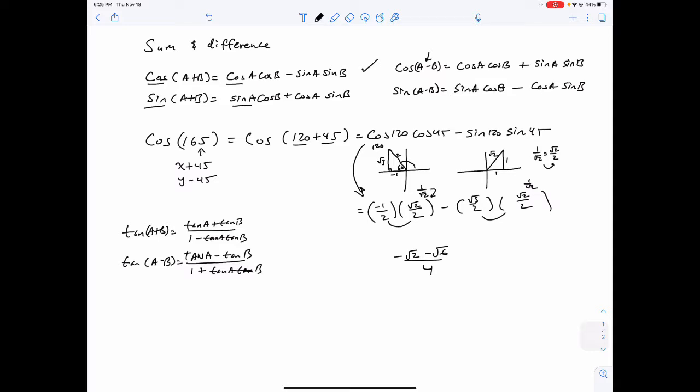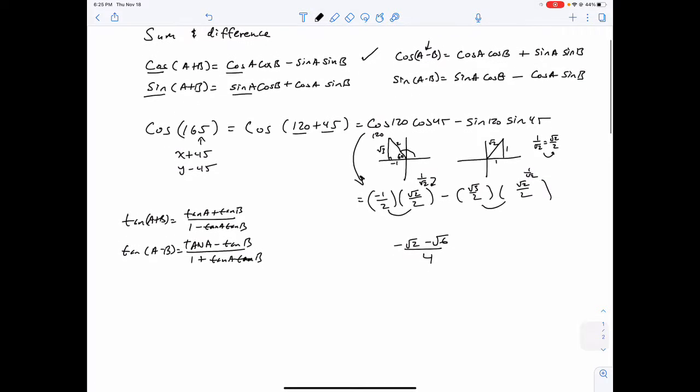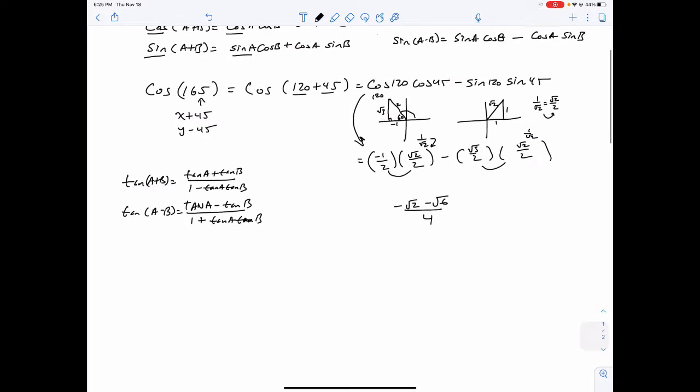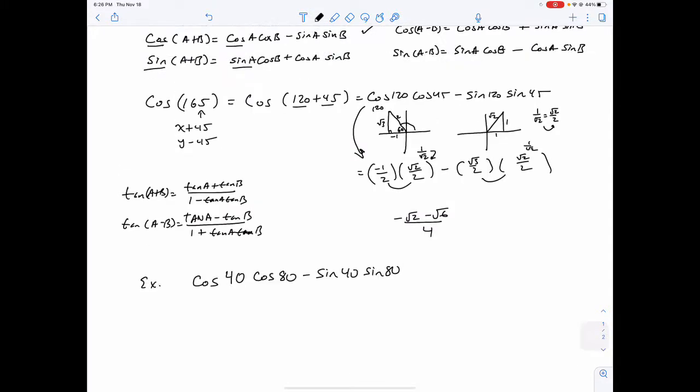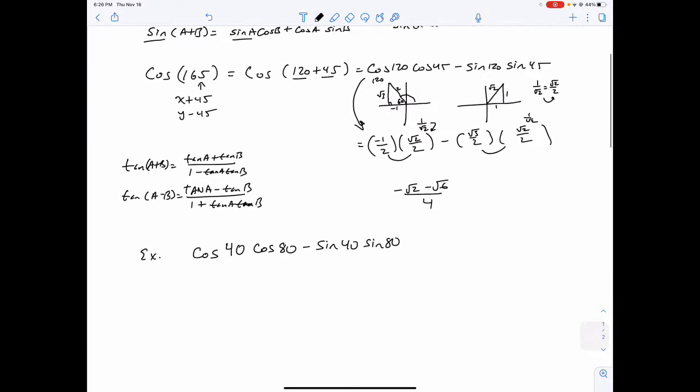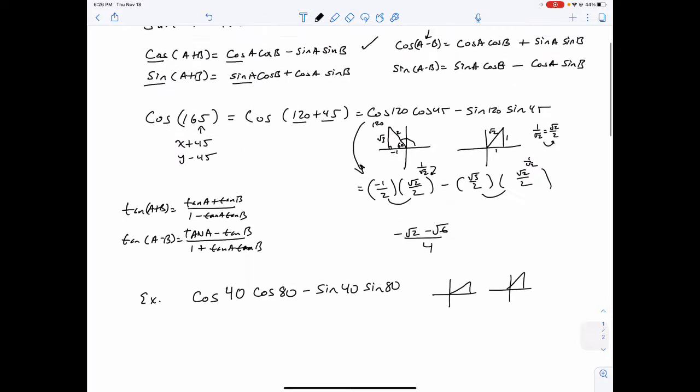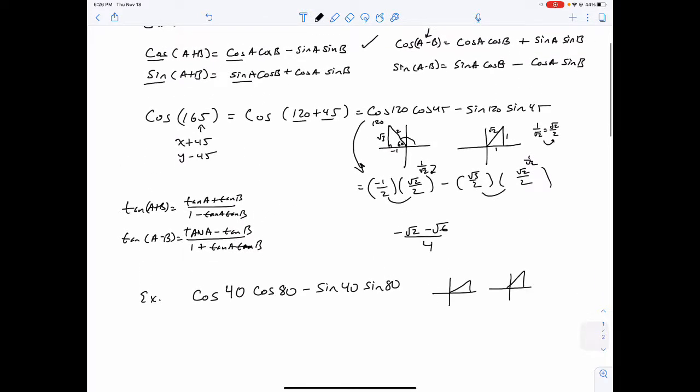Okay. Now we'll see another type of question in the homework, and it's going to have us go backwards. So let's come up with an example of that. Looking at this problem, I do not know what a 40-degree triangle looks like. That's not a special triangle, or an 80-degree triangle. But if you go back up here and look at our sum and difference, which one do you think this would match? Cosine cosine minus sine sine.